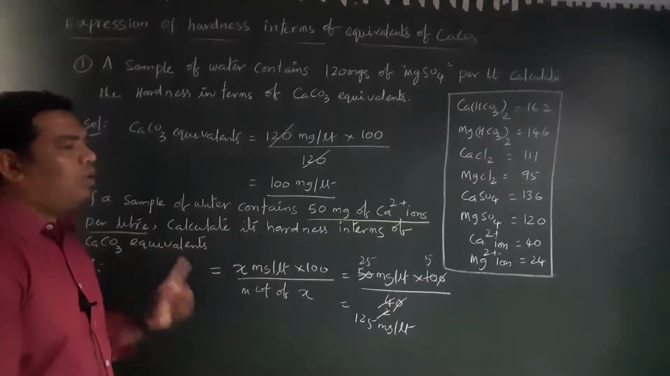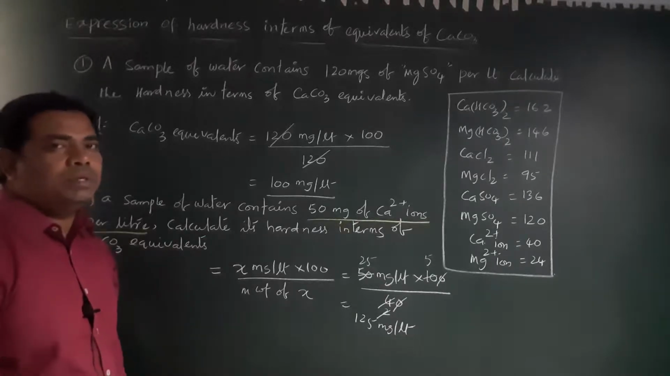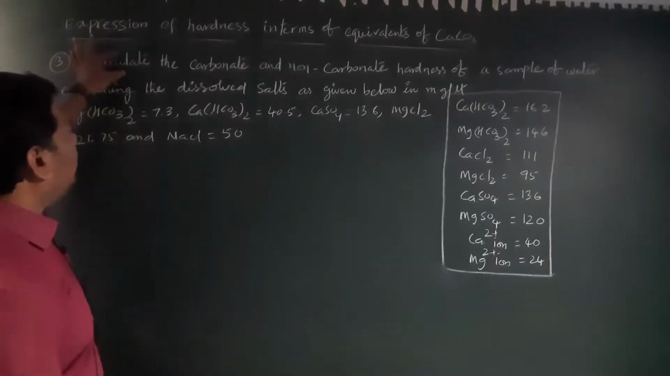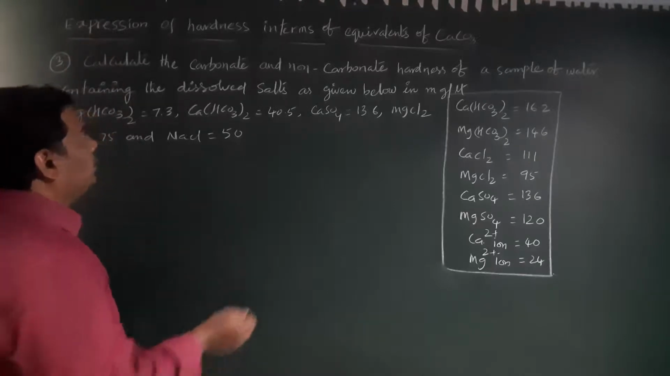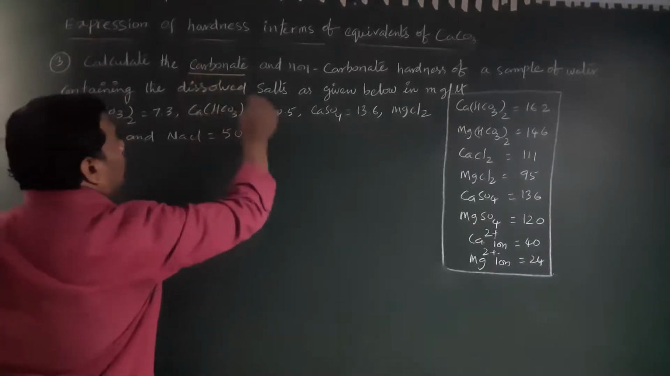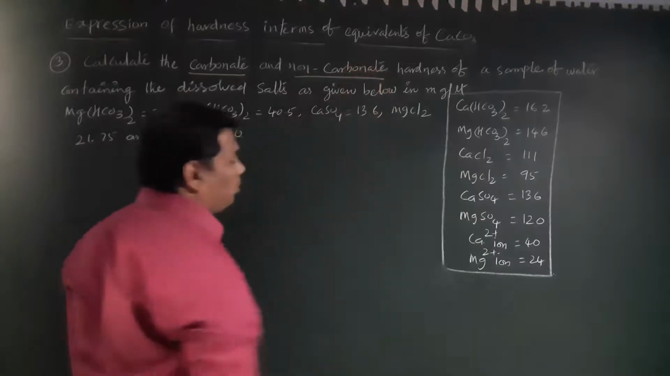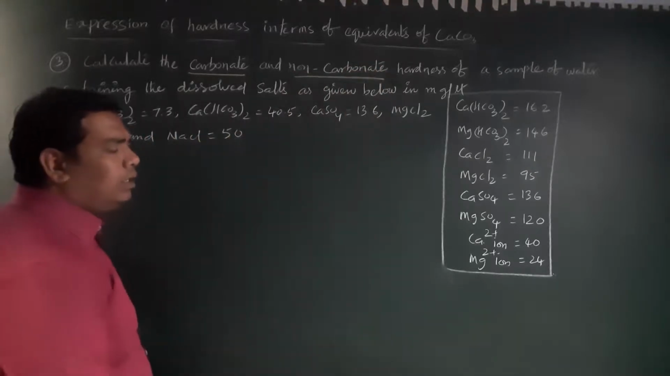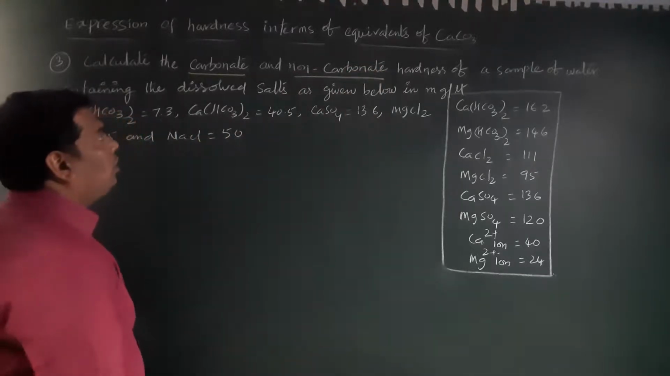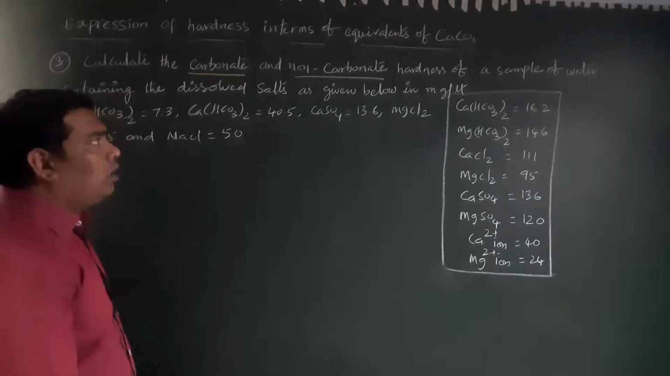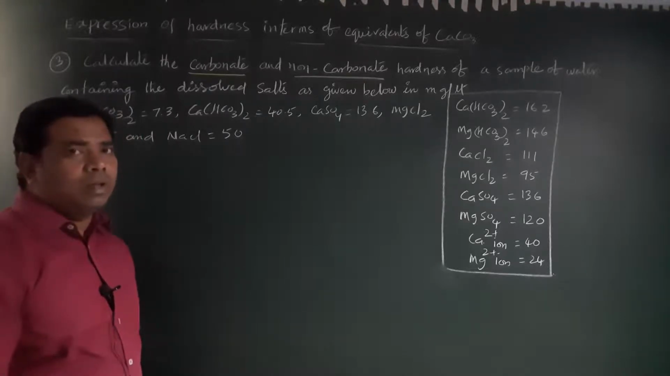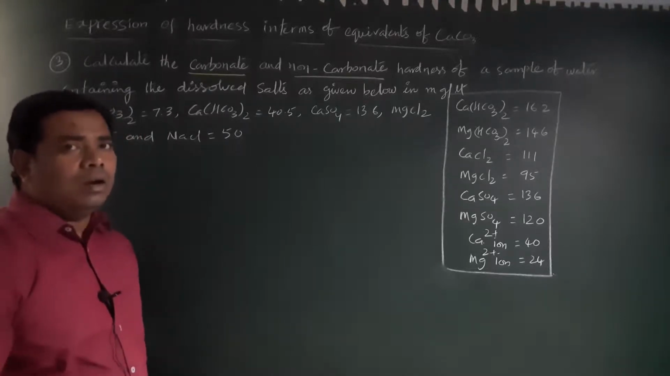Okay, so this is the second model in expression of hardness in terms of CaCO3. Right, so calculate carbonate and non-carbonate hardness. Carbonate means nothing but temporary hardness or alkaline hardness. Non-carbonate means nothing but permanent hardness or non-alkaline hardness.